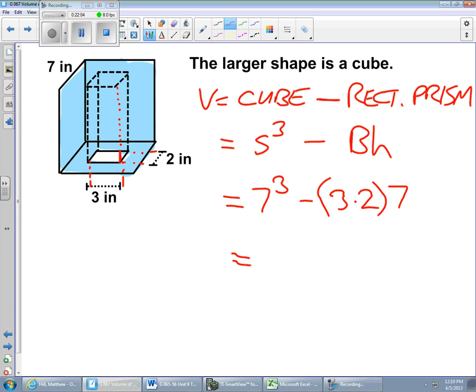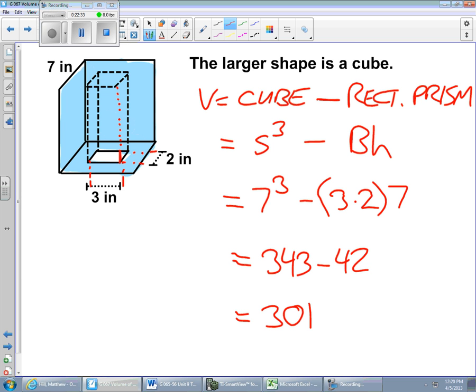7 cubed is probably a number most people are unfamiliar with without going to the calculator. Does anybody know it offhand? It's 343. Okay, let's see what we have to remove away from 343. Got 3 times 2 is 6, times 7, 42. Okay, so what's 343 take away 42? 301.